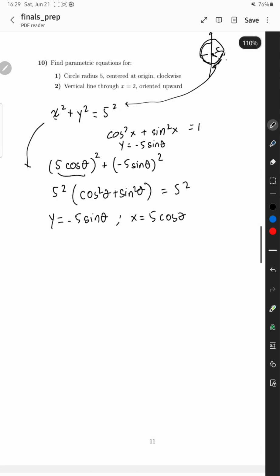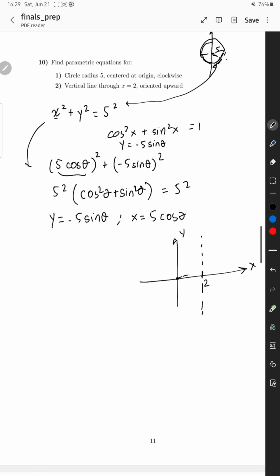Okay. What about a vertical line that passes through x equals 2? This is your standard xy axis. This is the point 2, and then there's a vertical line going through that. How do you parameterize it? Now, of course, if you were to see it in sort of a polar sense, not exactly in a polar sense, what is happening to the x and y coordinates? If the line is oriented upward, or in a sense moving upwards, one thing is fixed, which is x. So x of t is a constant function, which is 2.